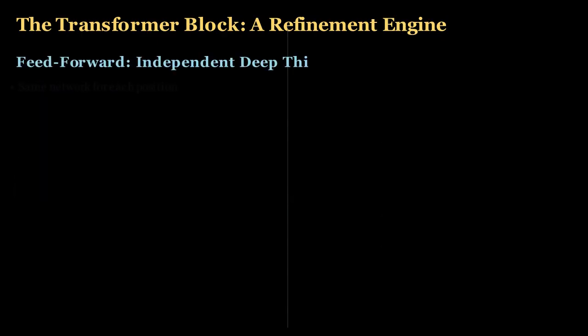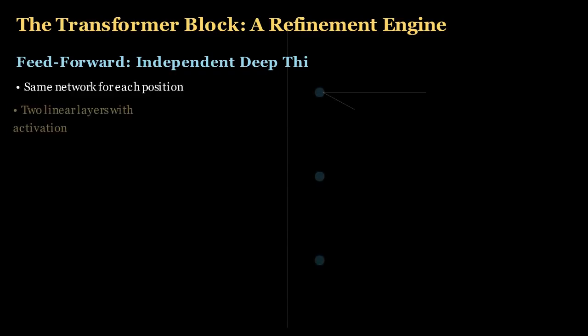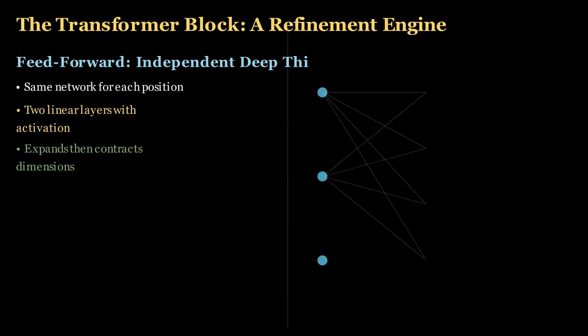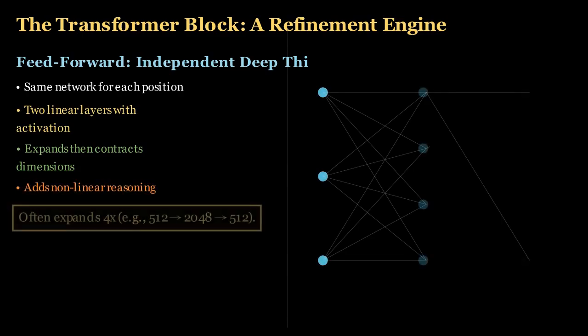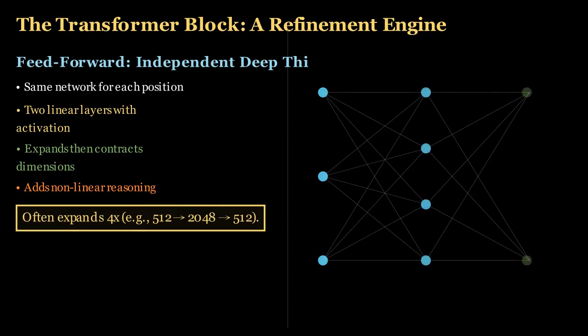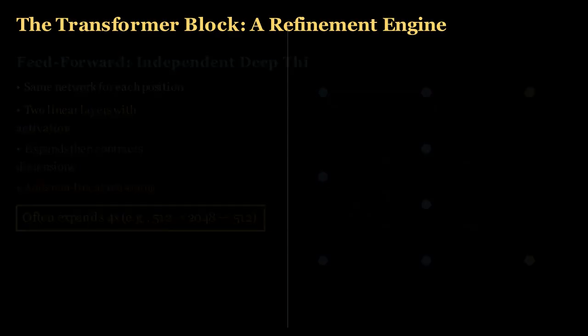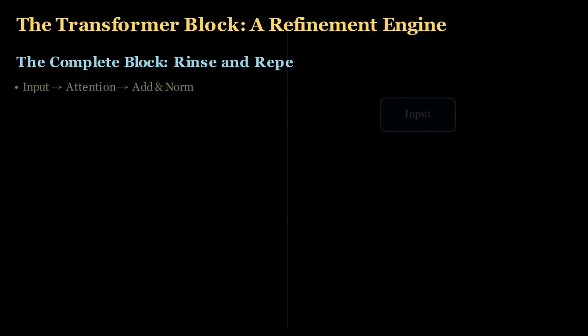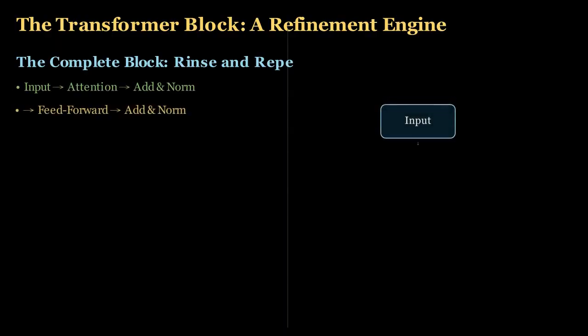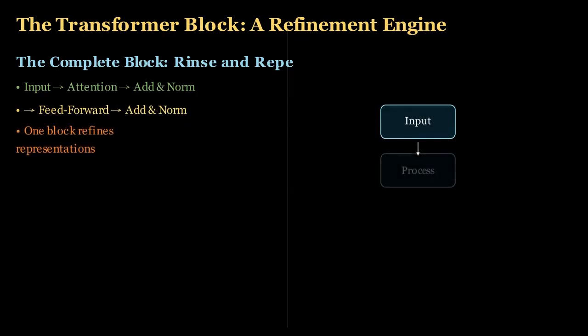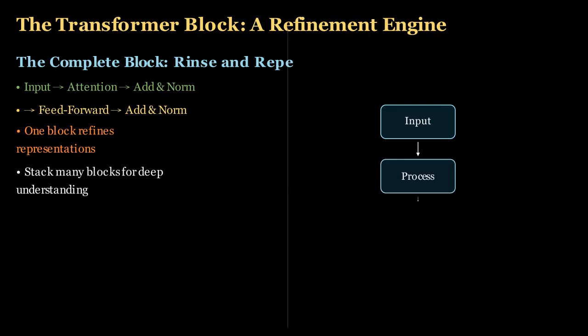After normalizing, each token's vector passes through a feed-forward network, the same small brain applied to every position independently. It expands the vector, applies a non-linear activation, then compresses it back, learning complex patterns. A second add and norm wraps up the feed-forward step. This full block, attention, add and norm, feed-forward, add and norm, is one complete refinement cycle. Transformers stack dozens of these blocks, each making the representations richer.